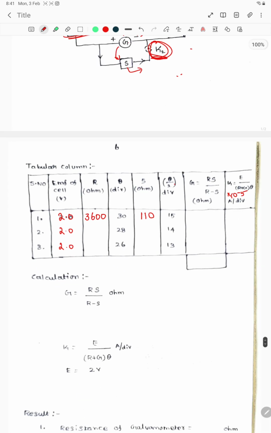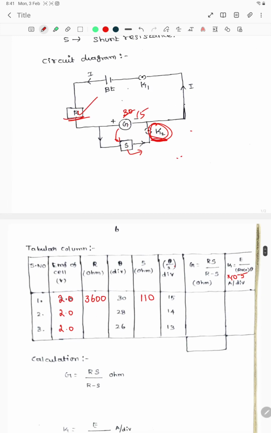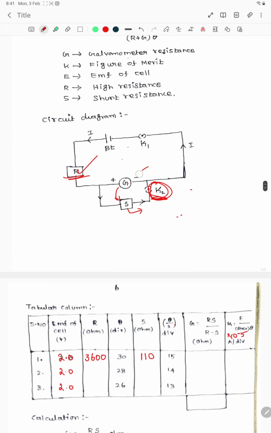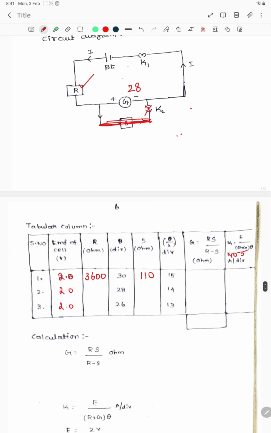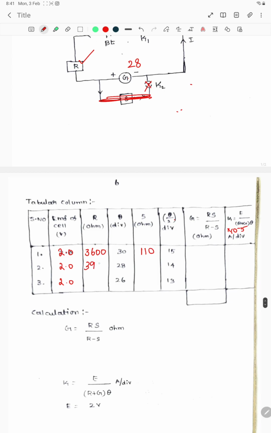When the first reading is done, for the second reading you will again open the key K2, so that only the main circuit is connected. Now you make sure that you get 28 divisions in the galvanometer by adjusting the resistance. The second time you are going to get a value around 3900 or 4000. Then when you connect the key K2 for the same value of 110, you will get the half scale deflection.